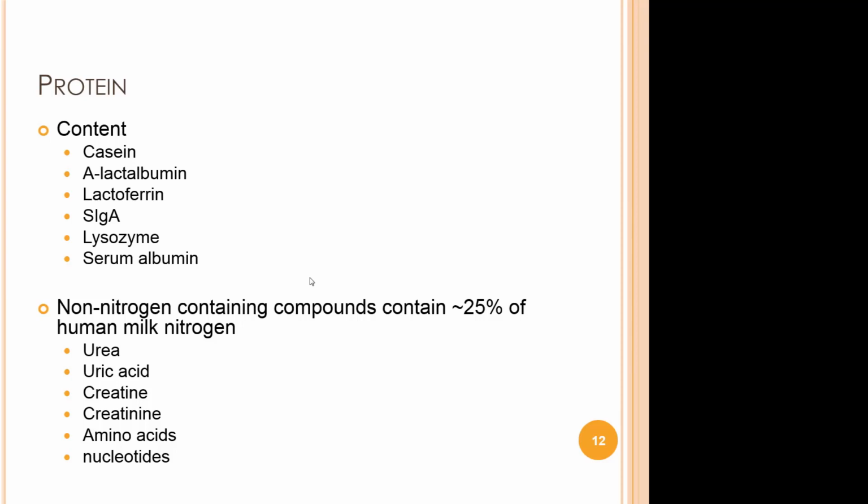The proteins of human milk are divided into two fractions, the whey fraction and the casein fraction, each of which is comprised of a remarkable array of specific proteins and peptides. The most abundant proteins are casein, alpha-lactalbumin, lactoferrin, secretory immunoglobulin A, lysozyme, and serum albumin. Non-protein nitrogen-containing compounds, including urea, uric acid, creatinine, creatine, amino acids, and nucleotides, comprise around 25% of human milk nitrogen.